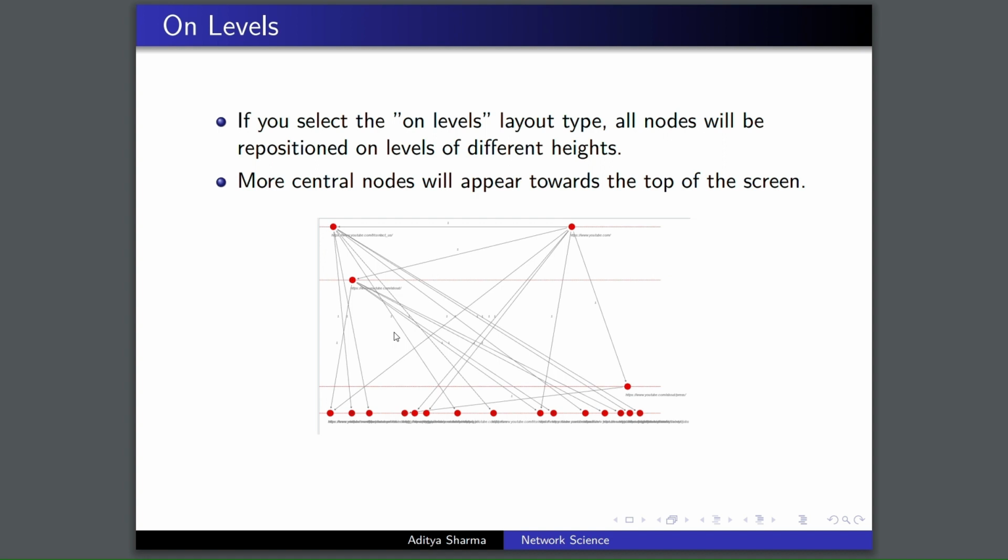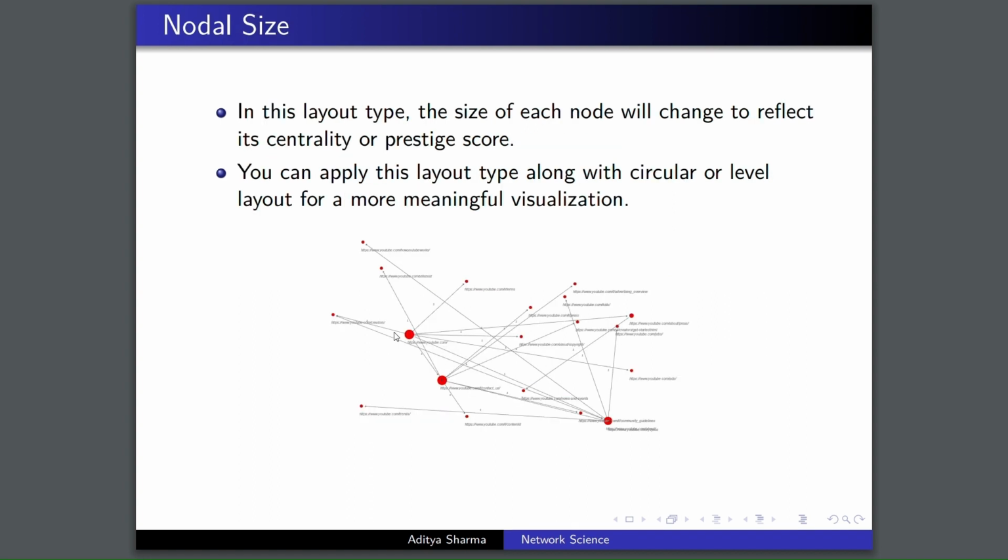Visual representation of connections may not be accurate in on levels layout. Okay, then we have the nodal size layout. Nodal size reflects their centrality or prestige score. This can be used in conjunction with other layout types for a richer visualization. What happens is, the higher the centrality score or prestige score, the bigger the size of the node will be.